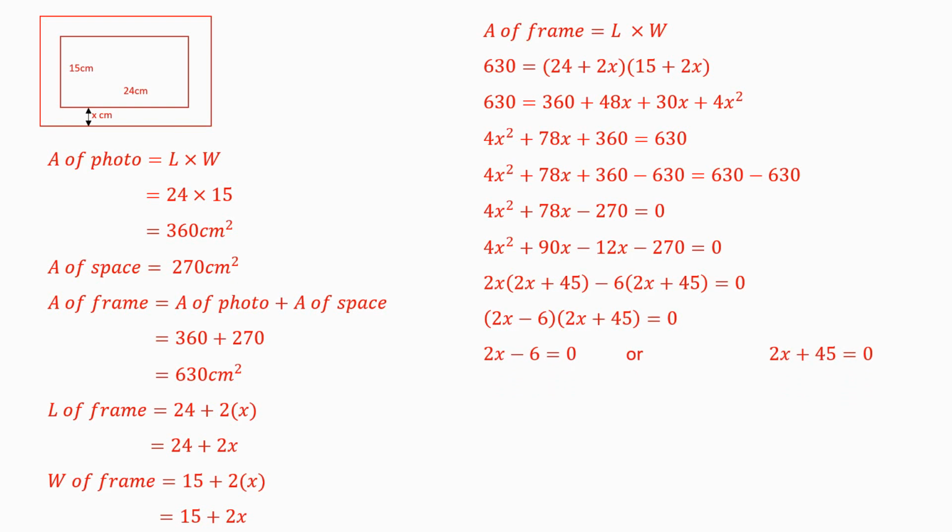In the first case, we shall add 6 on both sides of the equation. We have 2x is equal to 6. Then in the other case, we have 2x plus 45 is equal to 0. We subtract 45 on both sides to remain with 2x. 2x is equal to negative 45. Then we divide both equations by 2 to remain with x. So x is equal to 3, or x is equal to negative 22.5. But since we are dealing with length, length cannot be negative. Therefore, our x is equal to 3 centimeters.